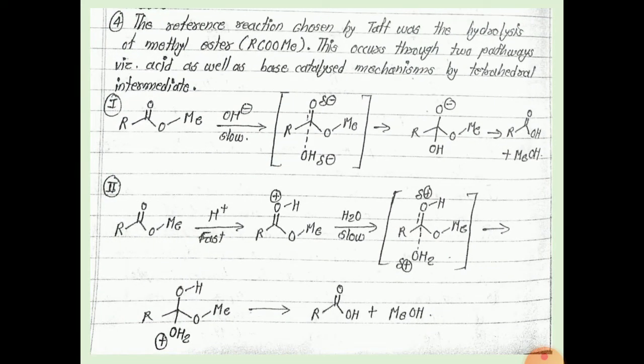Then the reference reaction chosen by Taft was the hydrolysis of a methyl ester, RCOOCH3. This occurs through two pathways, acid as well as base catalyzed mechanism, by the tetrahedral intermediate. Firstly, the ester molecule reacts with OH. OH is directly attached to the carbonyl group. Then the O minus and OH form the transition state.